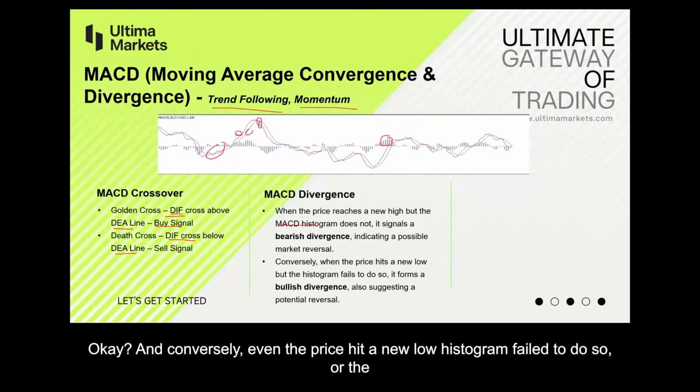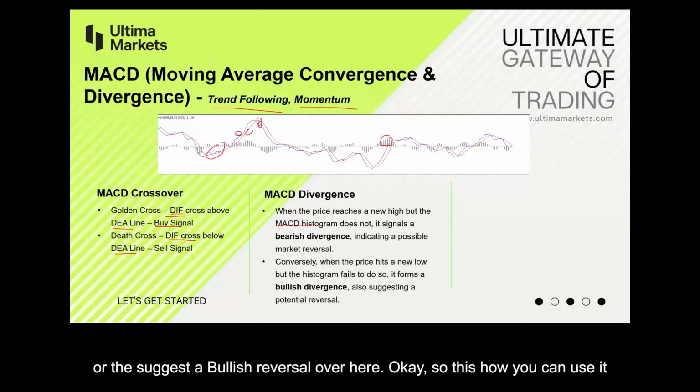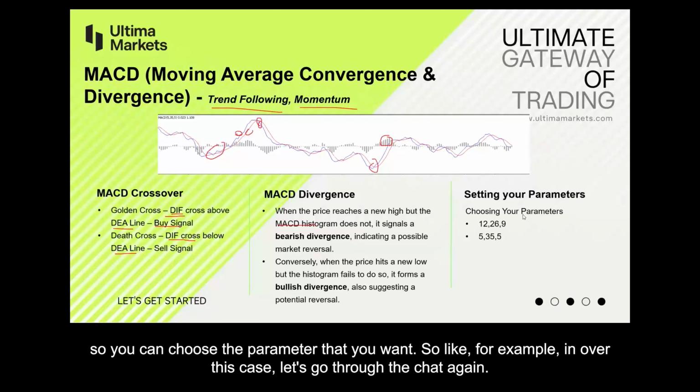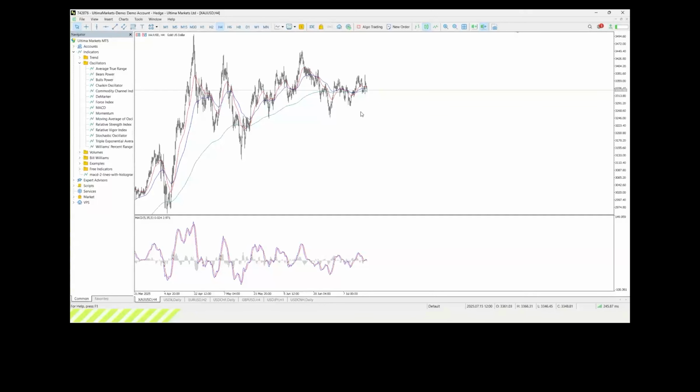And then conversely, when the price hits a new low, and the histogram fails to do so, or the DIF line also fails to do so, this could suggest a bullish reversal over here. So this is how you can use it. You can choose the parameters that you want. For example, in this case, let's go through the chart again.